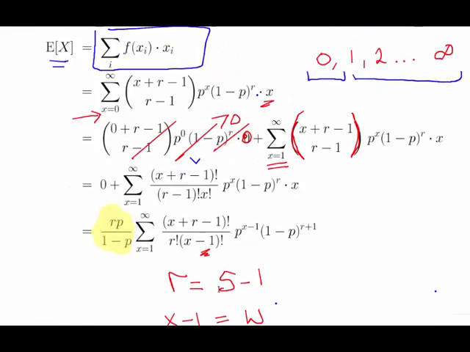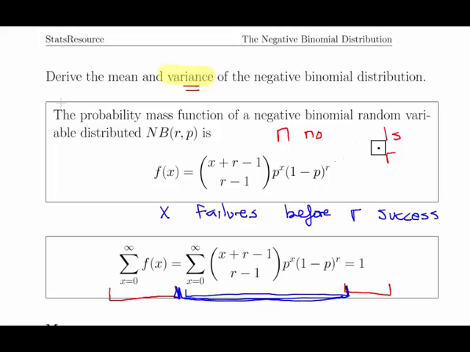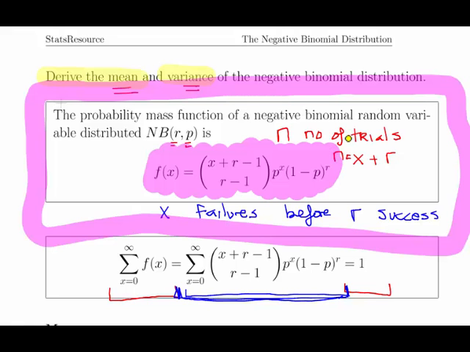Just to backtrack a bit, to go up here to the start, we introduced the probability mass function of the negative binomial random variable. And just as a quick remark, we're dealing in terms of X, where n is the number of trials and n equals x plus r, where X is the number of failures before r successes. Okay, so this is our probability mass function here.